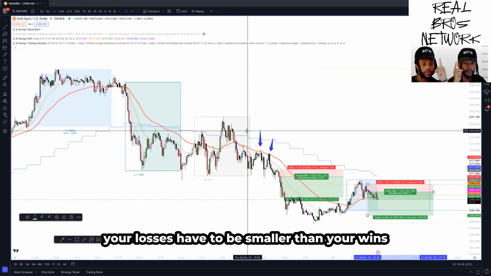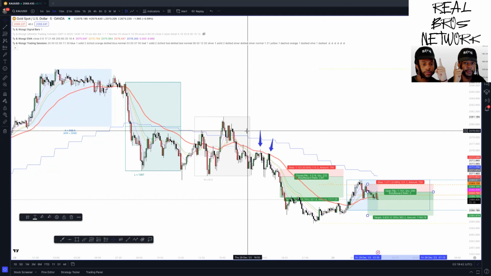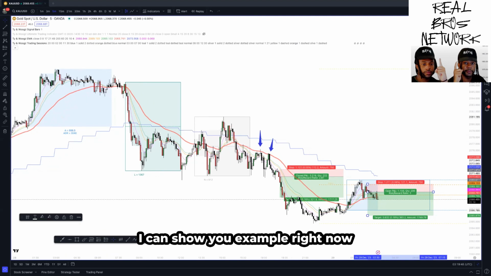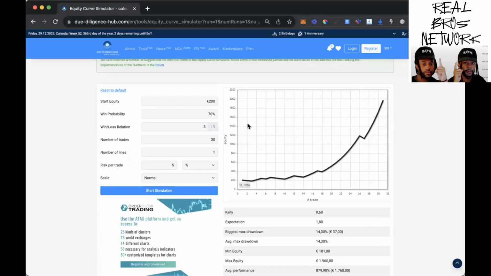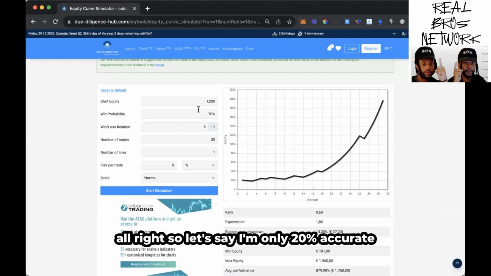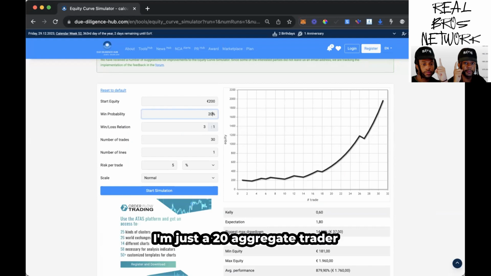However, your losses have to be smaller than your wins. That's it. Like, I can show you an example right now. I'll pull back up the simulation for 1 second. So let's say I'm only 20% accurate. I'm just a 20% accurate trader. I'm not even a good trader. I'm the worst. I'm only 20% accurate, right? I was going to say, that's not good.